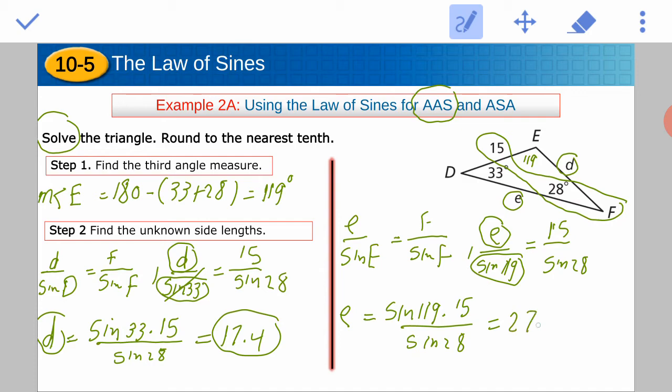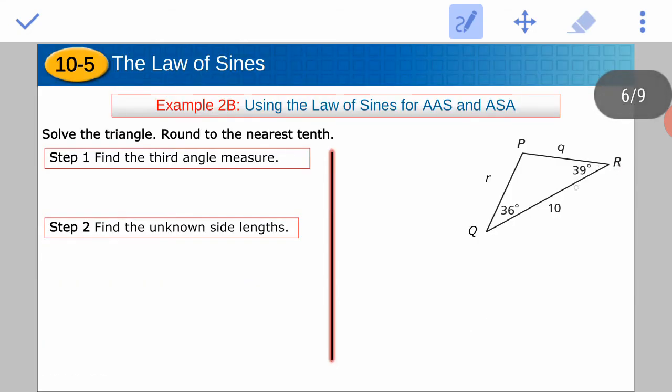If you put that on the calculator, you will get 27.9. So guys, now we have found all missing information. We have found two sides and one angle using the law of sines, the case AAS. Two angles and the side is not between.